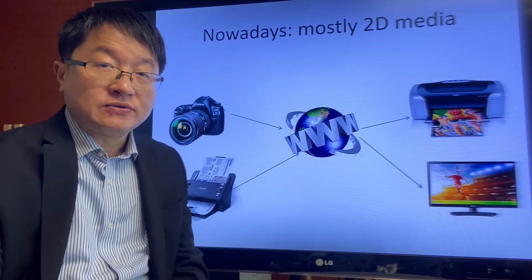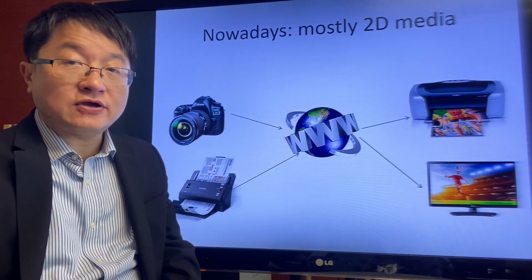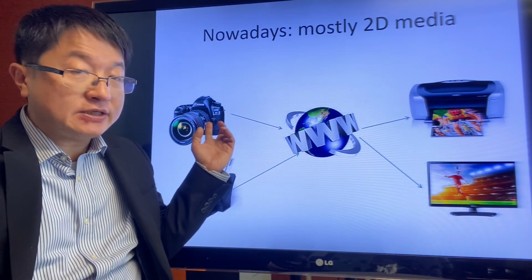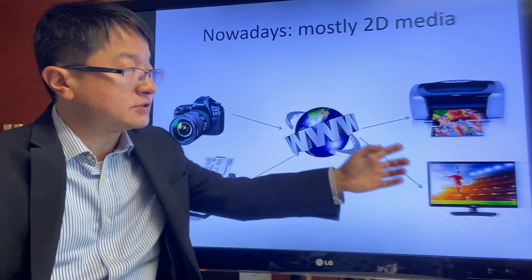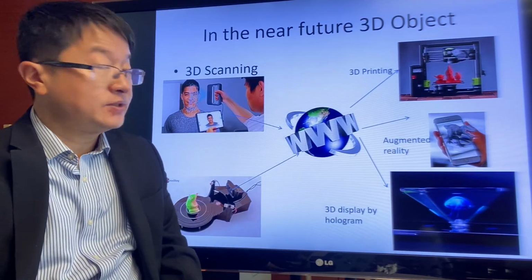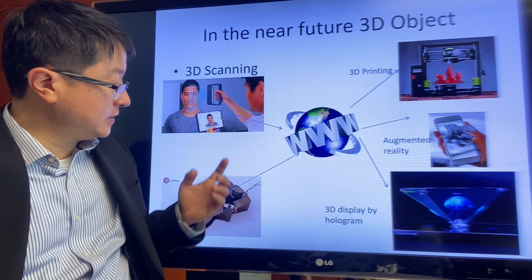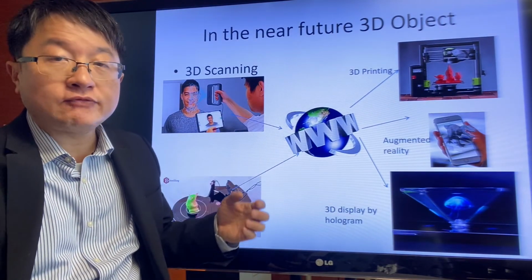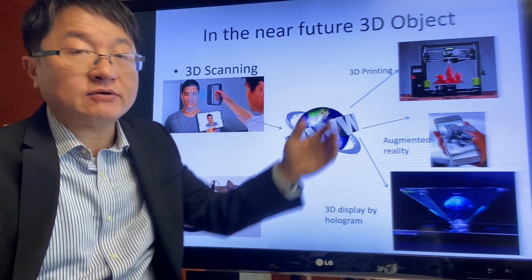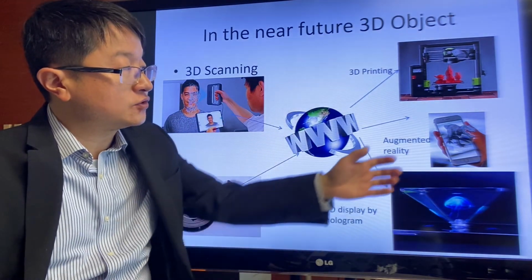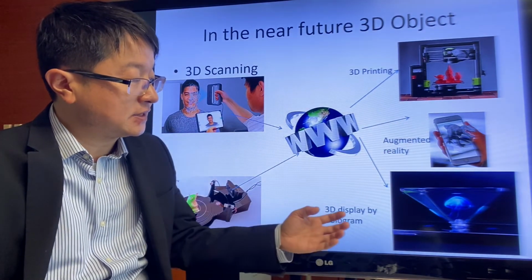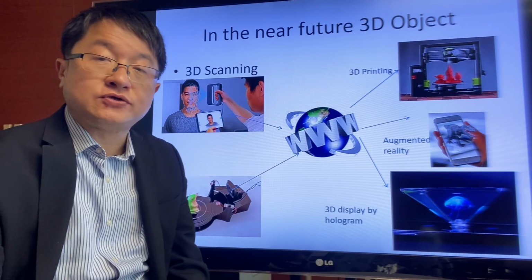So in short, you can now turn the 2D world, which only uses a 2D image captured by a camera and shown on the screen and printer, into a 3D world. We can scan the image, we can create your own, or we can download from somewhere, so that you can print it out using a 3D printer or show it on your mobile phone as augmented reality, or use the hologram technologies to display it.